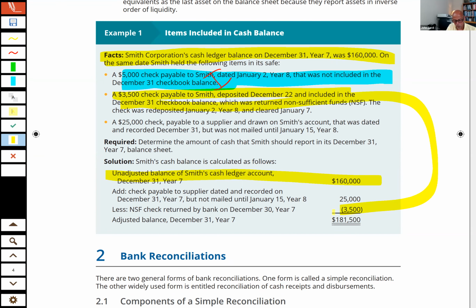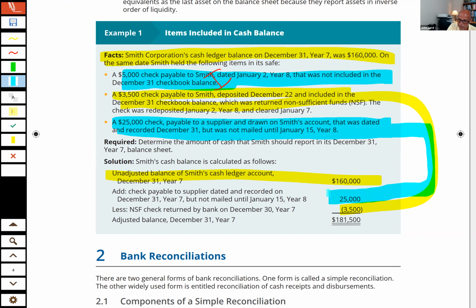Okay. And then they tell us that there's a $25,000 check payable to a supplier drawn on Smith's account. It was dated, but they didn't mail it until January 8th. Well, we've got to look to when it was in the mail. And so we add that back because it should not be subtracted from our cash balance until year 8. Okay.